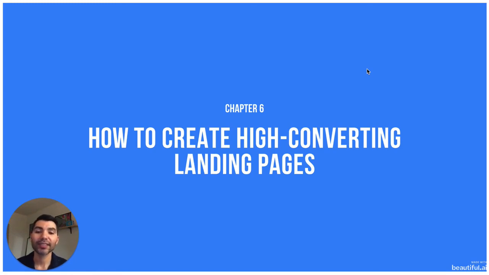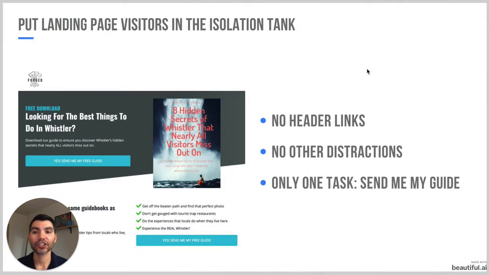So chapter 6, how to create high converting landing pages. One common thing that you see with strong landing pages is isolation. So put landing page visitors in the isolation tank. There's no header links and nothing else that you can click on that might distract them from taking that desired action. In this example from Forged Axe Throwing, that desired action is getting their free guide.